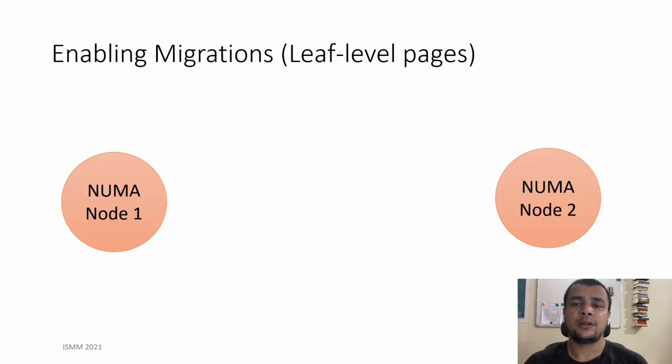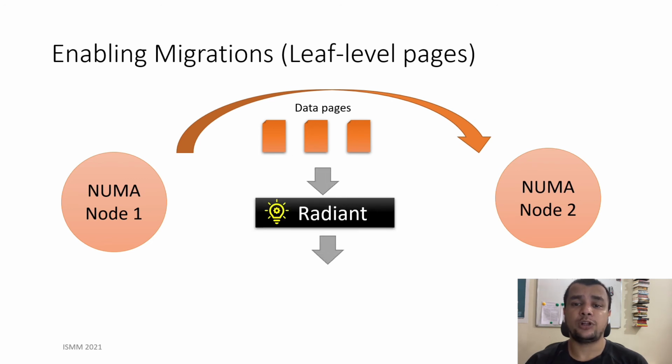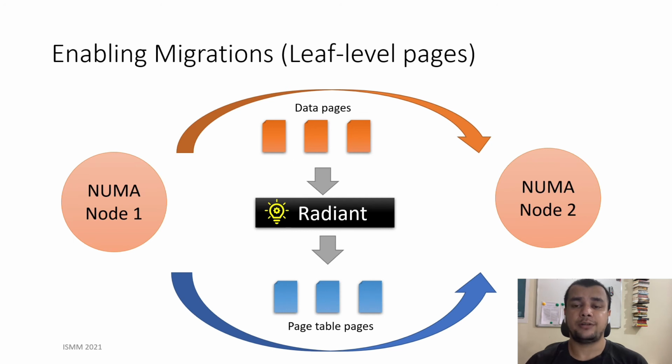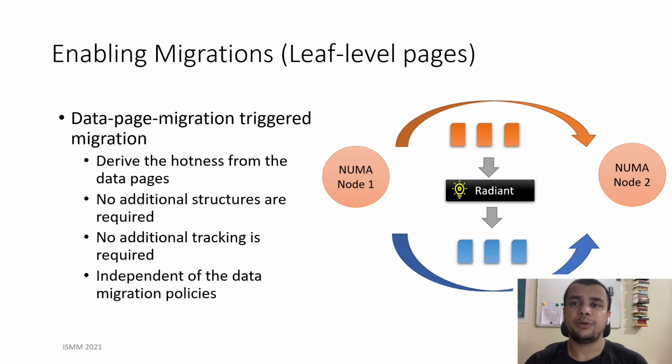Now, we will discuss when exactly we migrate a page table page. For this purpose, we track the migration of data pages across NUMA nodes. This information is given to the weighted algorithm, and that decides whether the corresponding page table pages are also to be migrated. We achieve page table migration practically for free by piggybacking on the data page migrations. We do not use any additional data structure nor any additional tracking mechanism for this purpose. Also, we are independent of data page migration mechanisms.